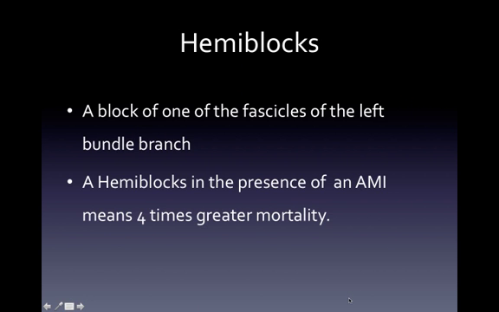Hemiblocks. A hemiblock is a block of one of the fascicles of the left bundle branch. Now, we generally see these, maybe not drawn, but if this was the AV node, you have a right bundle branch, a left bundle branch anterior fascicle, and a left bundle branch posterior fascicle. This appears as a bundle of His, which doesn't really know what it wants to do with its life yet. Once the left side branches off and all the electricity is going into the left bundle branch, the left bundle branch then branches off again. So a block of one of these fascicles, no matter which one, is considered a hemiblock.